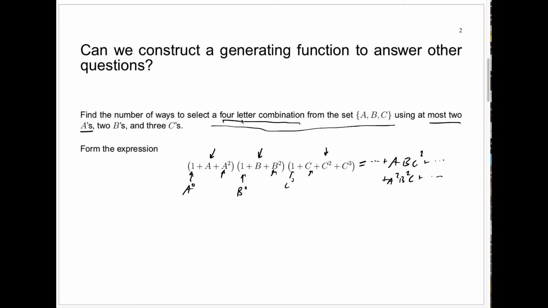Well, what will mean I have a 4-letter combination? It's when the sum of the powers of a, b, and c total to 4, because the power of the a's is how many a's I take, the power of b is how many b's I take, the power of c is how many c's I take, and the sum of the powers is the total number of letters in my combination. So what I need to do is this. I need to expand this entire algebraic expression and then look for all of the terms where the sum of the powers is 4, and I'll get one of these combinations that I desire for each term.